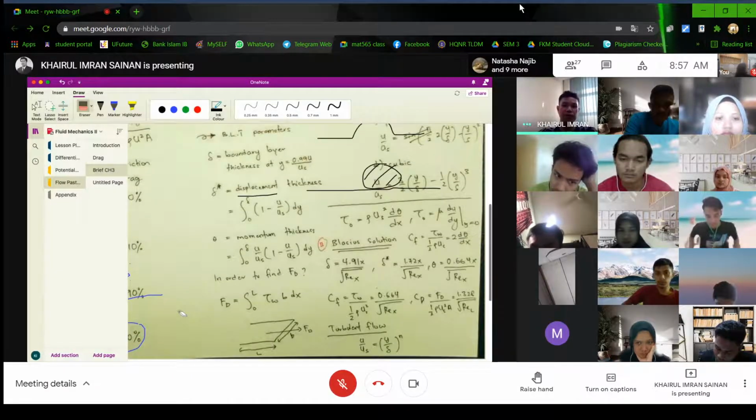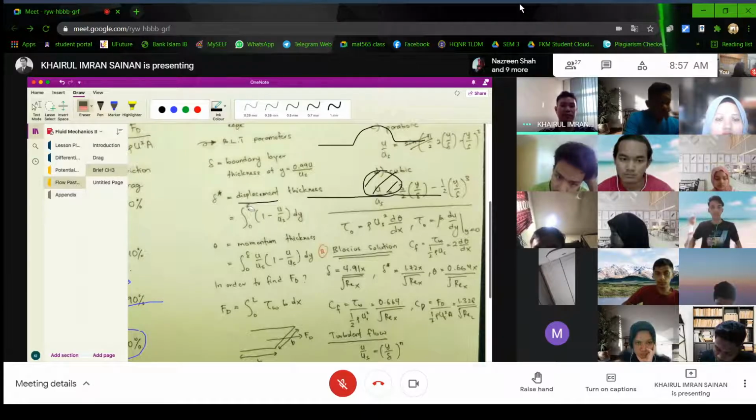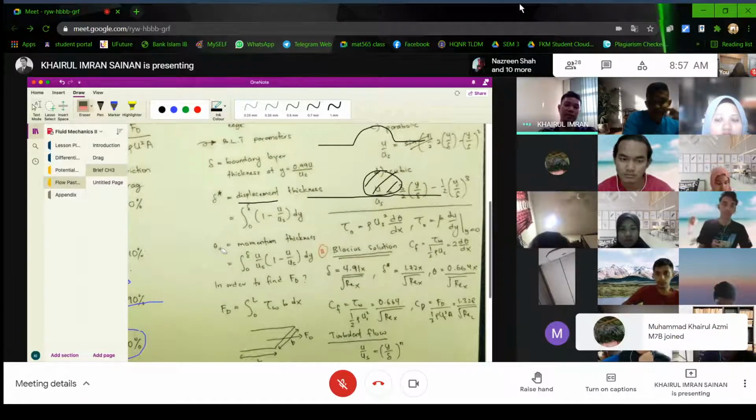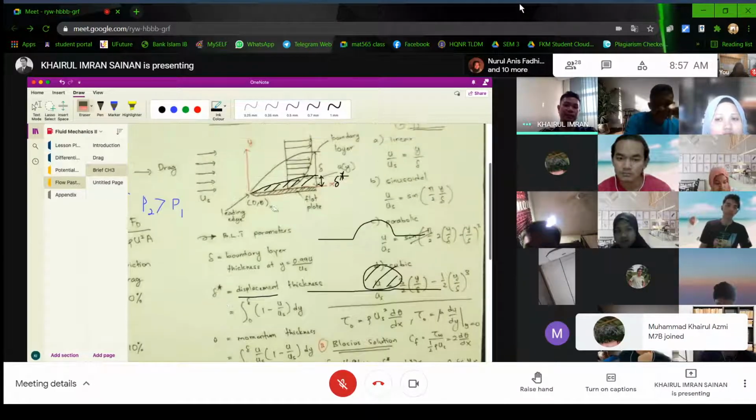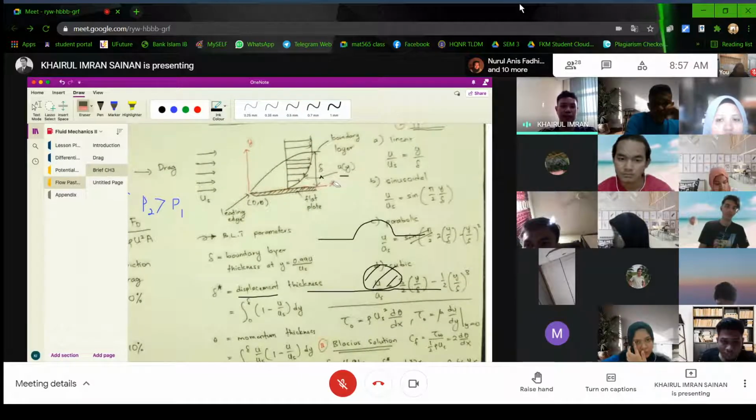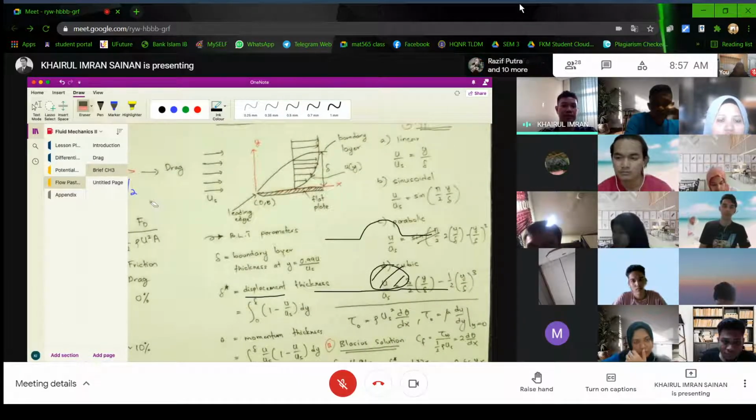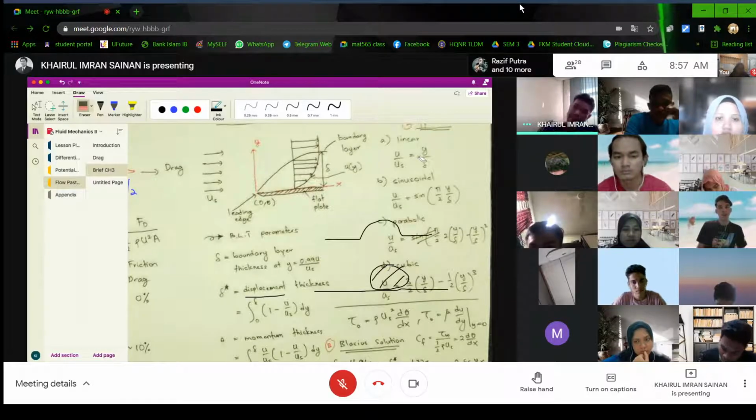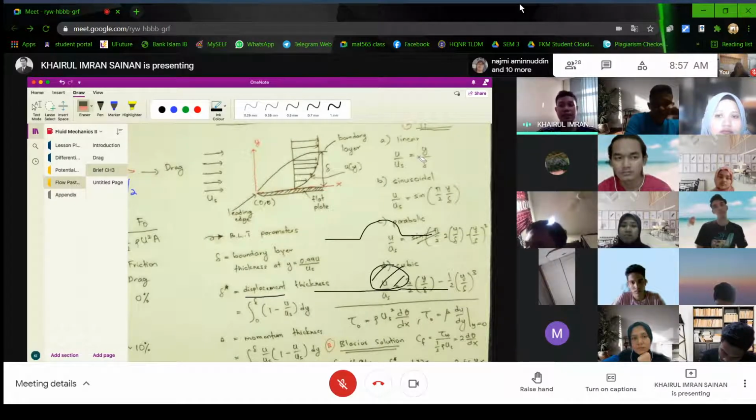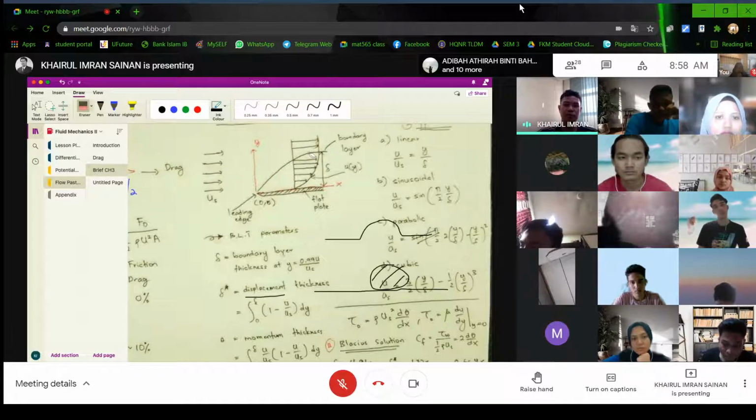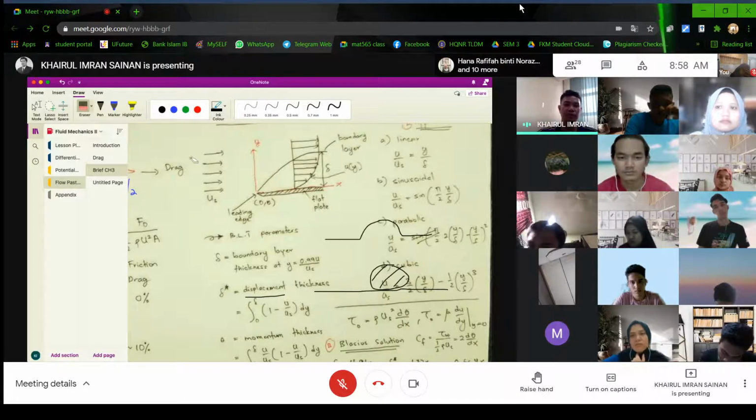Next, we talk about momentum thickness, and the symbol is theta. So do not confuse it with theta angle, this one is actually a thickness. For me to explain momentum thickness, I'm going to use these two figures, I mean these two velocity profiles, which are the free stream velocity profile and this profile.